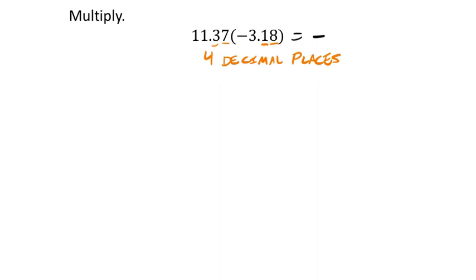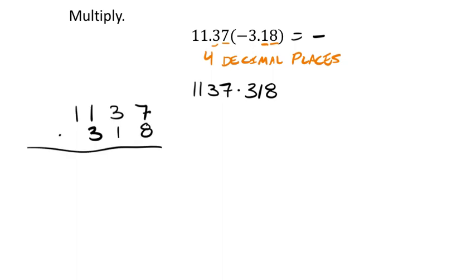But by knowing how many decimal places there are, we're going to take both numbers without any decimals. So this is going to be 1,137 times, and again, I don't need the decimal or the negative anymore, 318. And that's what we're going to multiply. In fact, I probably should have stacked those and multiplied. So let's do that. 1,137 times 318. Now, whatever we get from this multiplication, we will reapply those 4 decimal places once we finish.